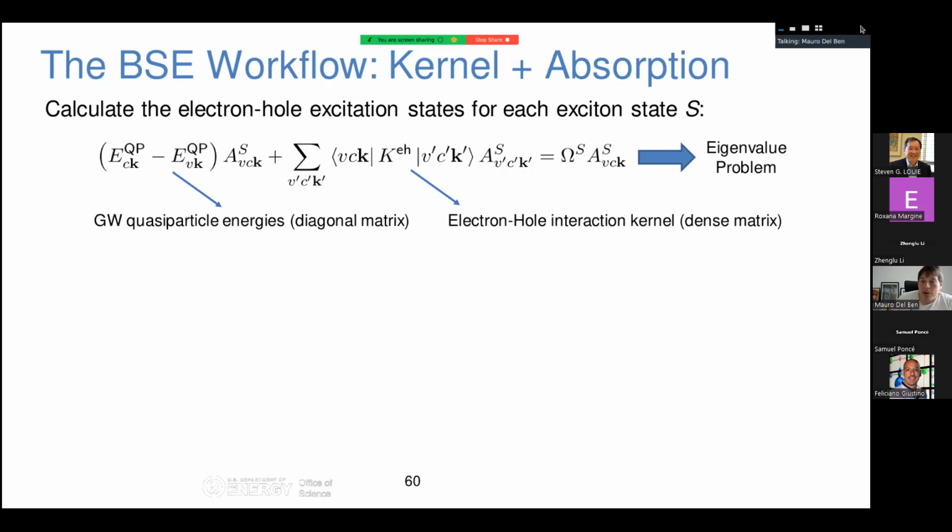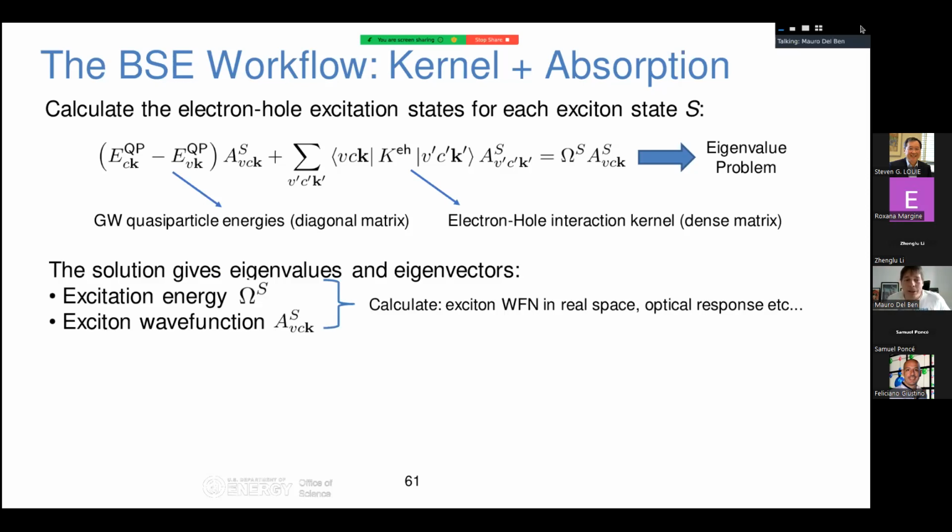Then we have the important part for the BSE, which is the two-particle interaction, the electron-hole interaction, which we call the kernel, handled by kernel matrix elements. It's a dense matrix, so it's no longer diagonal, and it builds up the remaining part of the Bethe-Salpeter equation. Once you build up the entire matrix, you're done. You just diagonalize it, and you get all the information you need: excitation energies to build the optical spectrum, and the exciton wave function, which allows you to calculate all the kinds of cool properties that you want, such as exciton wave function in real space, optical response, and so on and so forth.